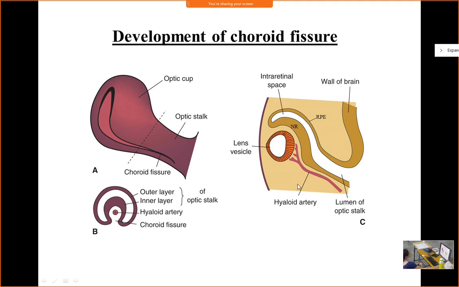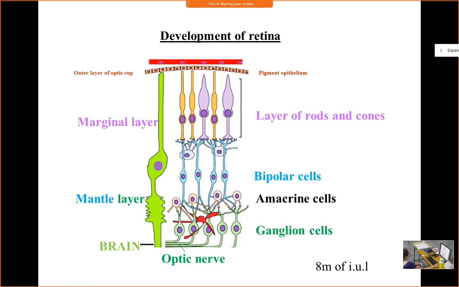Along with the artery, some loose mesenchyme surrounding the neuroectoderm and the surface ectoderm will also enter along with the hyaloid artery. The hyaloid artery will go to the lens and supply the developing lens vesicle. Okay. Now come to the retinal development.